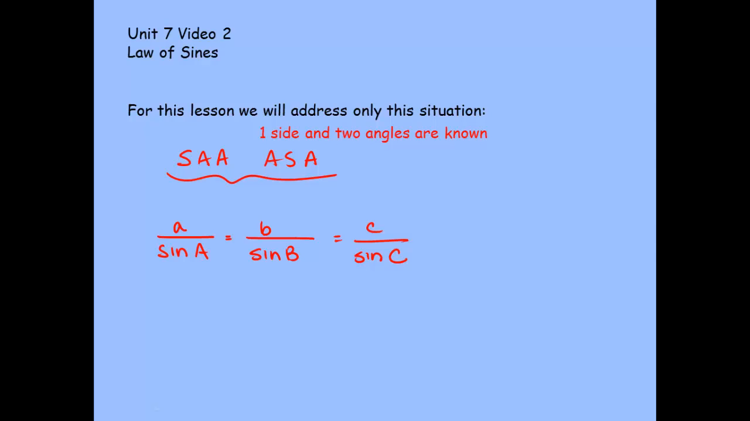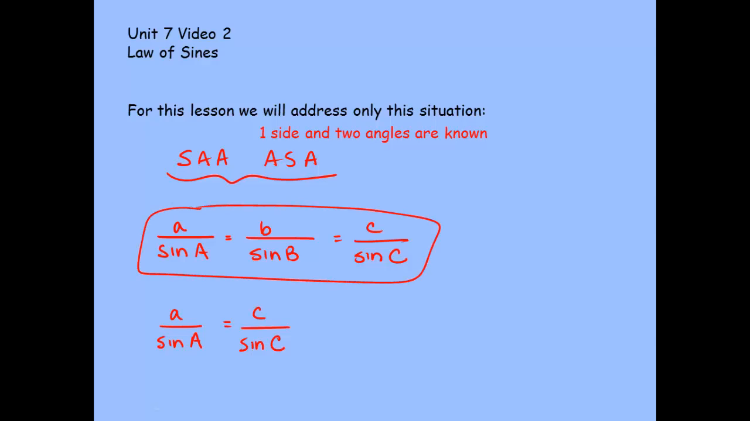These can be broken apart where I'm only using two of them at a time. It doesn't matter as long as you're sticking with the side and the angle that is associated with it. In other words, I can break this apart and just say a over the sine of angle A is equal to c over the sine of angle C. Or maybe I only wanted to use B and C, or maybe I only wanted to use A and B. All of these can be broken down. The fact is you have to know that they are all equivalent and they all must be equal.